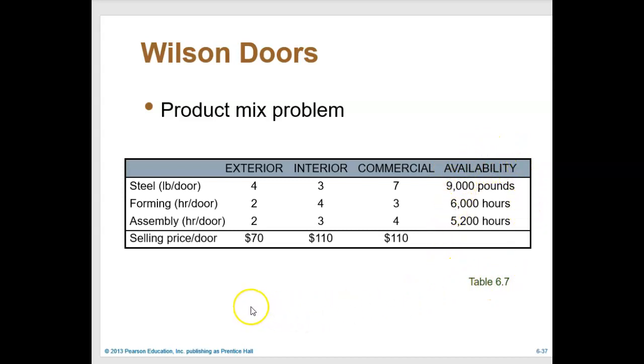So for example, if I'm building 1 exterior door, it would require 4 pounds of steel per door. It would require 2 hours of forming, and it would require 2 hours of assembly. And I can sell this exterior door for $70.